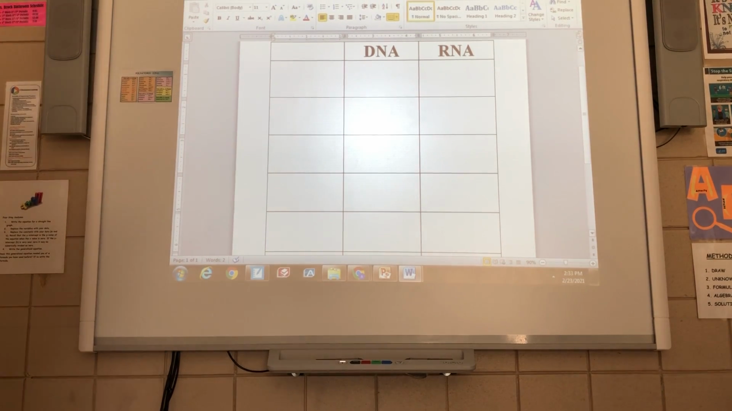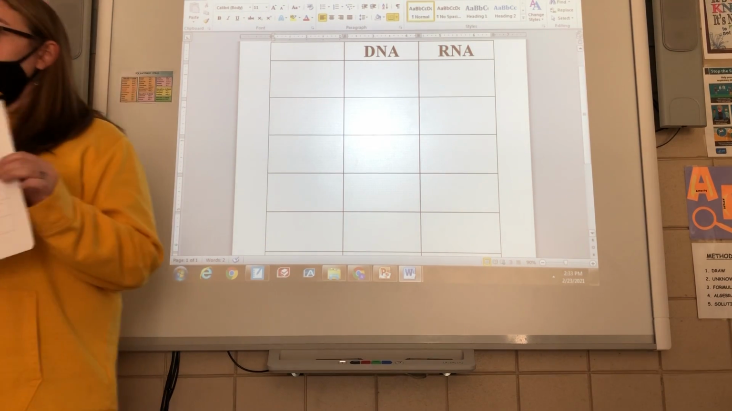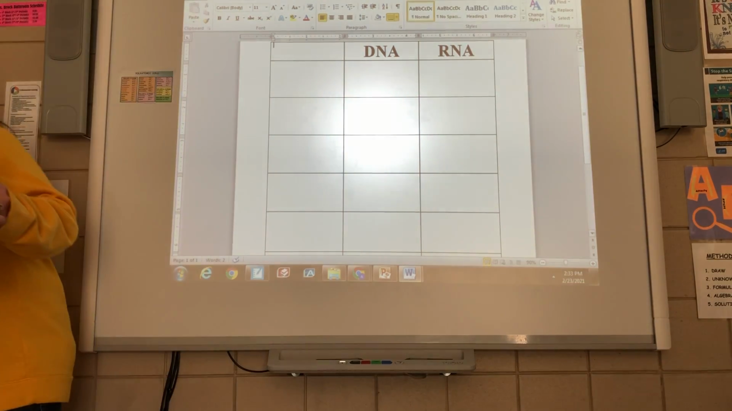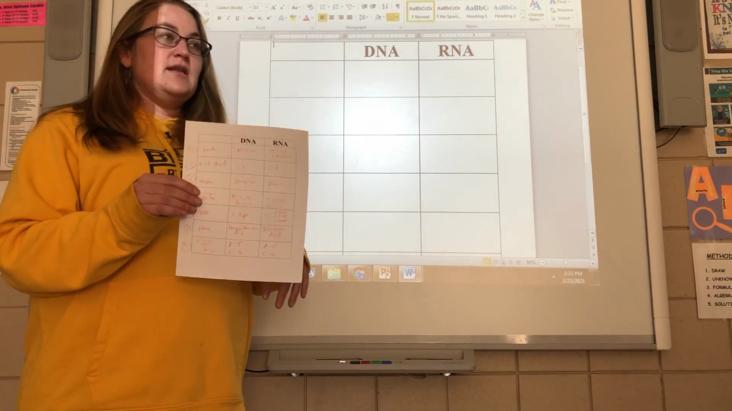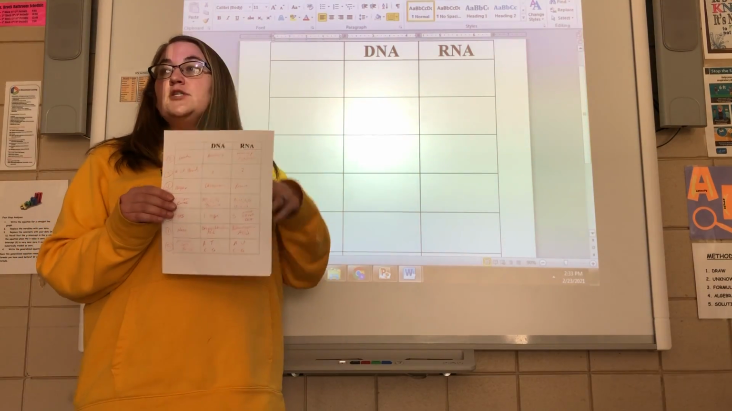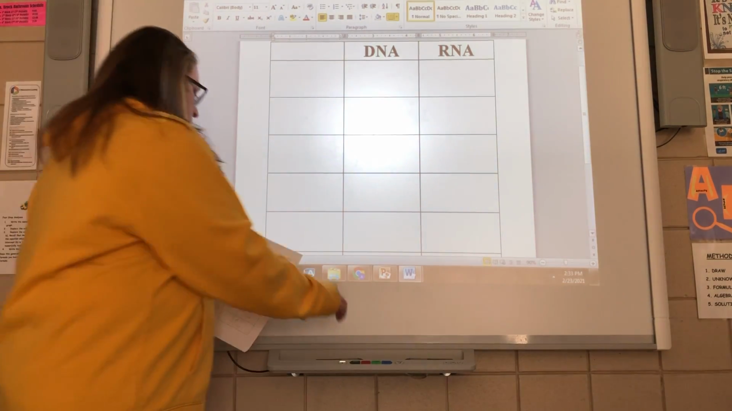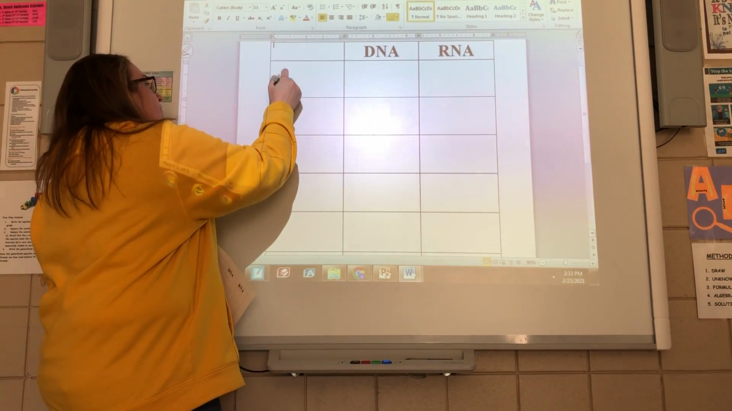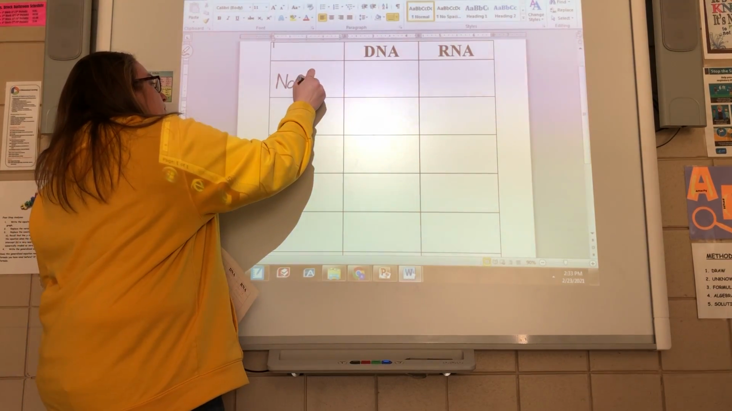All right, so the main purpose of this chart, you should have this chart, is we're going to look at the differences between DNA and RNA. Before we get into what they do, we just want to look at some of the main differences, okay? So let's start with the name.